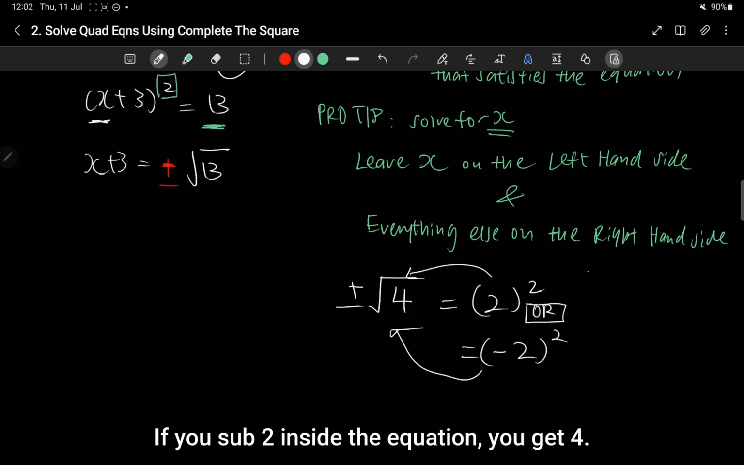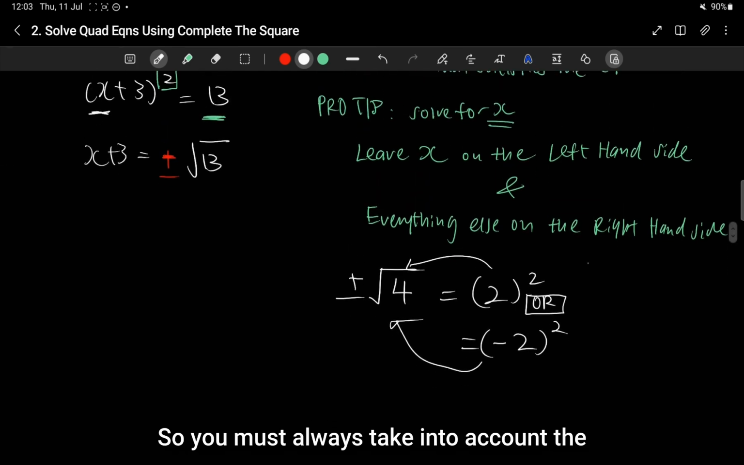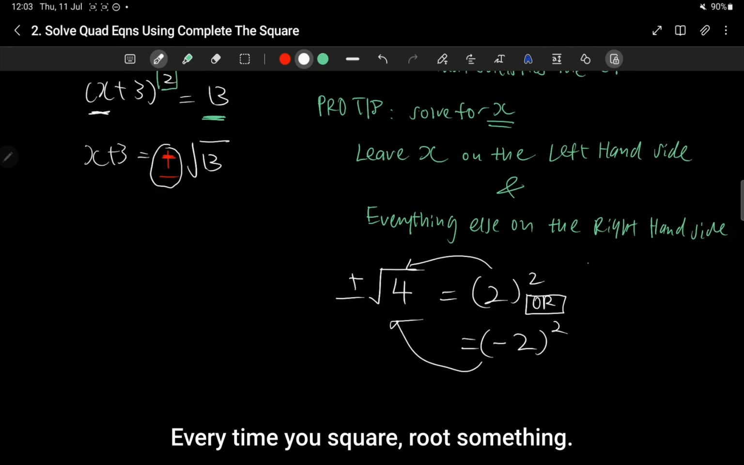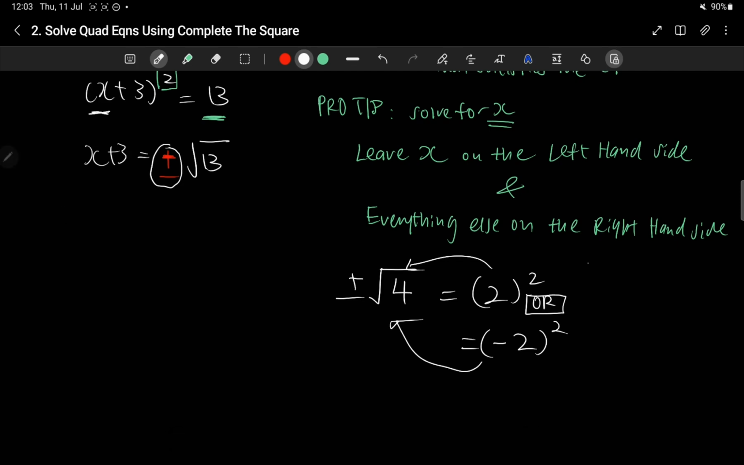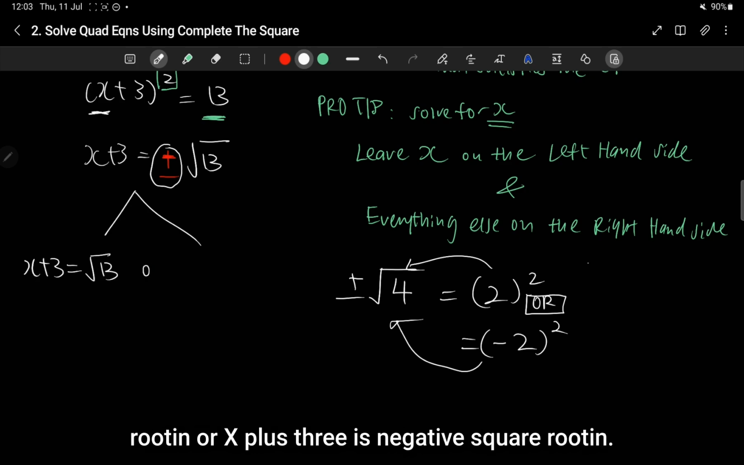It can be either way, right? If you sub 2 inside the equation, you will get 4. If you sub -2 inside the equation, you will get 4. So you must always take into account the positive and the negative value of the answer every time you square root something. Alright, so with that, we will have two different values of x. We will have x plus 3 is positive square root 13, or x plus 3 is negative square root 13.